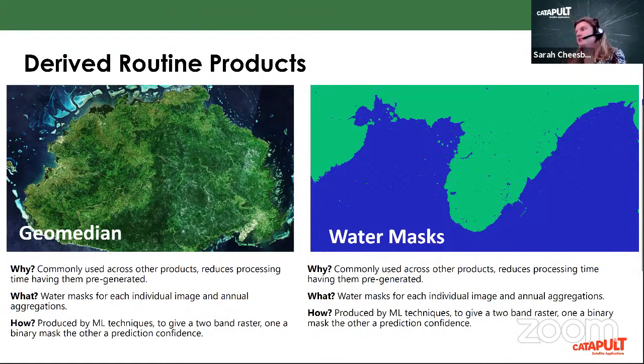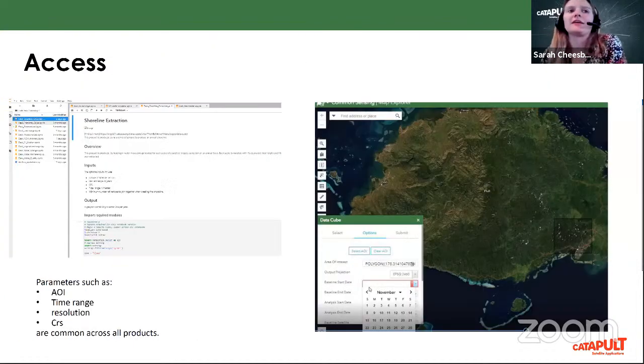Just touching on access again, I've explained most of this already actually. On the left here, we have this Jupyter Lab instance. It's a sandbox environment, similar to how many of the other data cubes are accessed, where we've got a set number of scripts which can be run. And they can also be changed, etc.